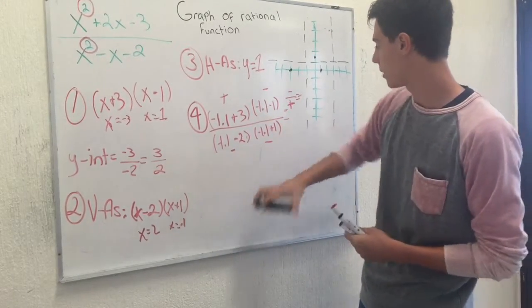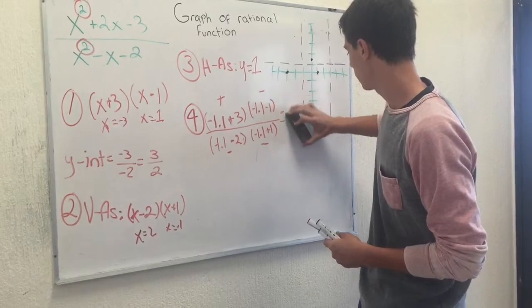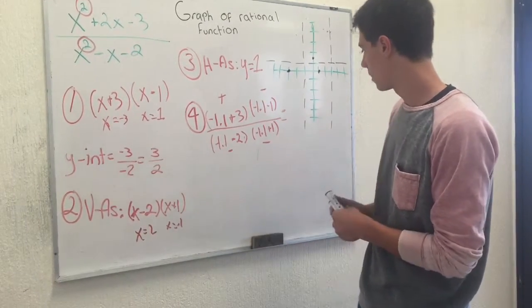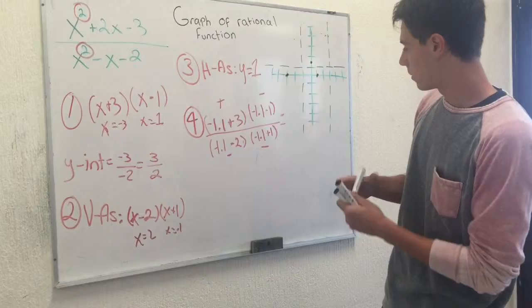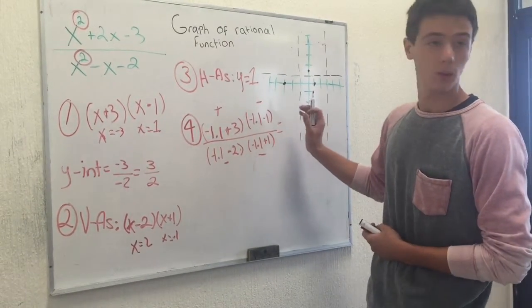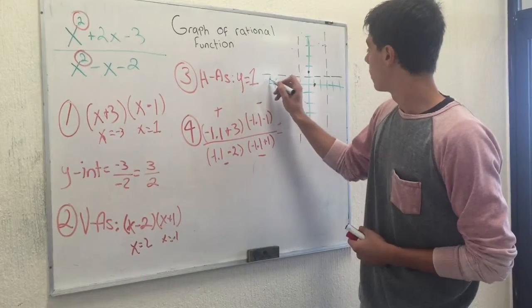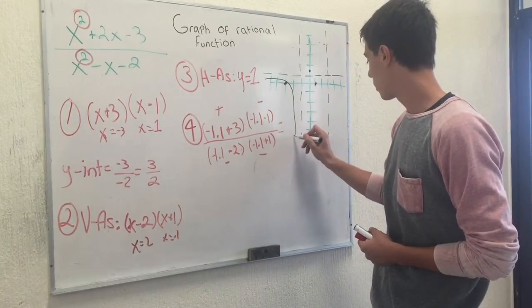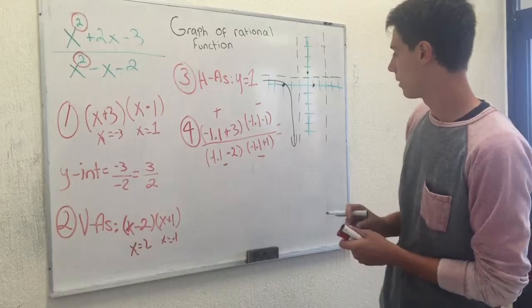So I'm going to erase this. And we know that when the graph is closest to -1.1, the graph will go downward, right? Just like this.